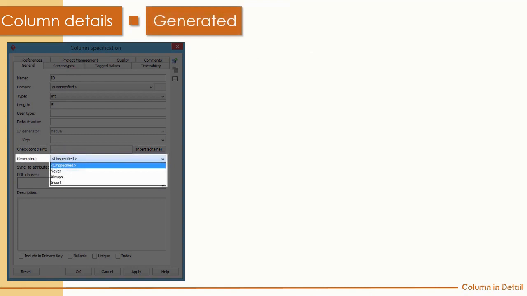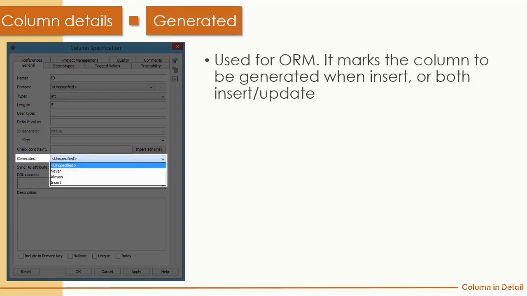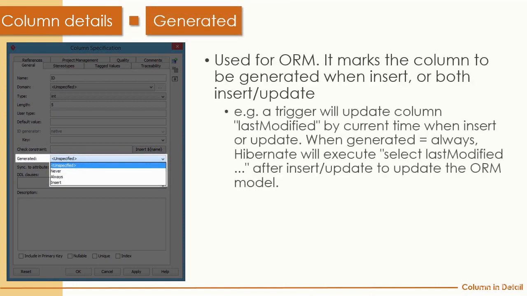The generated property is only used for the ORM, more specifically Hibernate. When you generate with Hibernate, you can instruct Hibernate that if you set it to always, then no matter whether you update the row or insert the row, this column will be set as last modified. So it's used when you use Hibernate. We will cover Hibernate later on in this training.